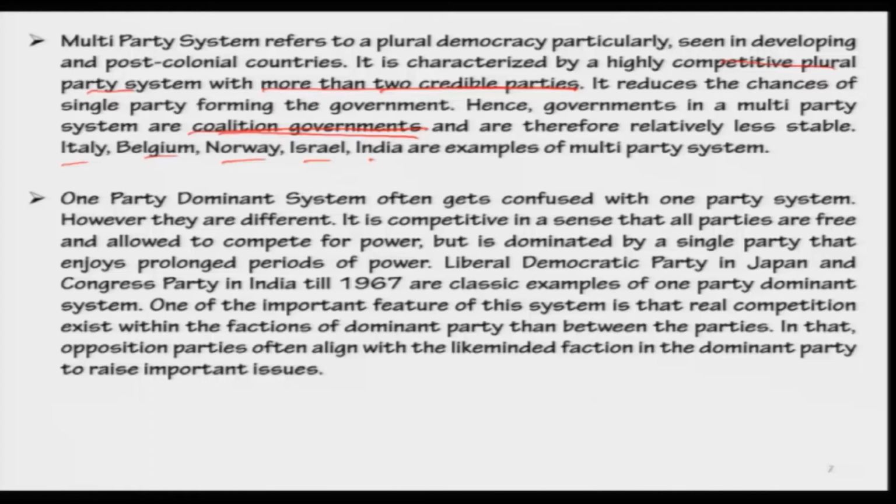However, this one party dominant system leaves little scope for the other parties to capture or exercise power, because it is dominated by a single party precisely because of their ideology, which captures the majority of the population, and also because of their inheritance of, say, fighting the British or the colonial rule. So, in one party dominant system, a single party enjoys a prolonged period of power.